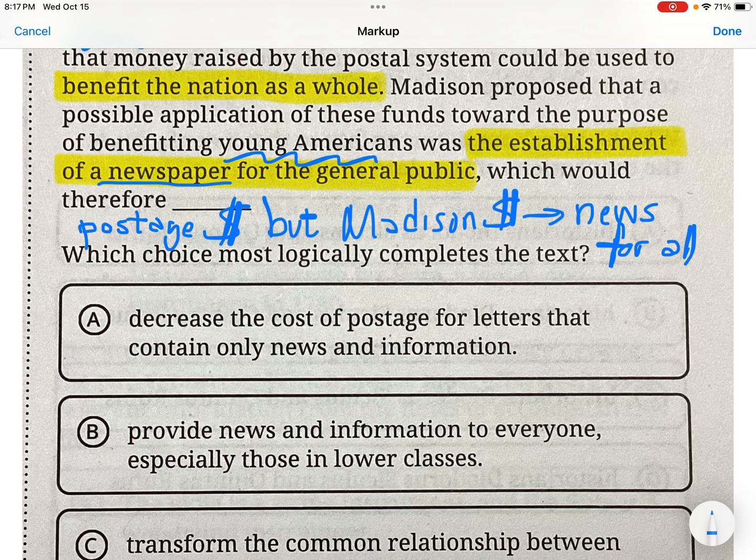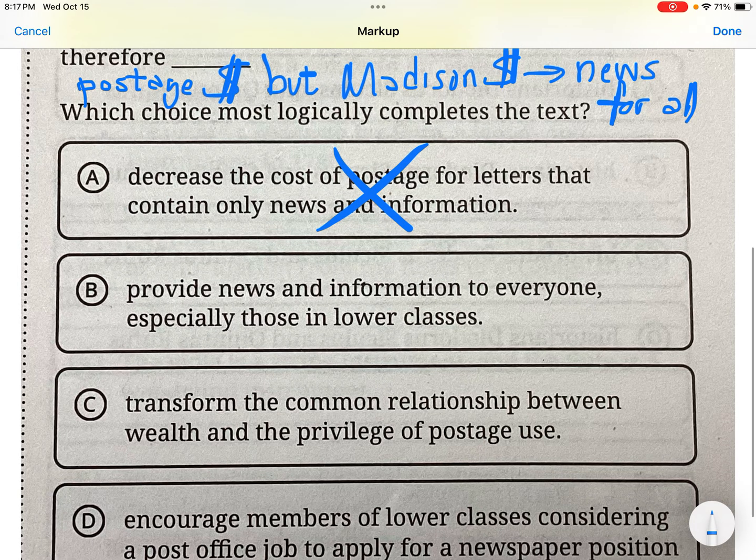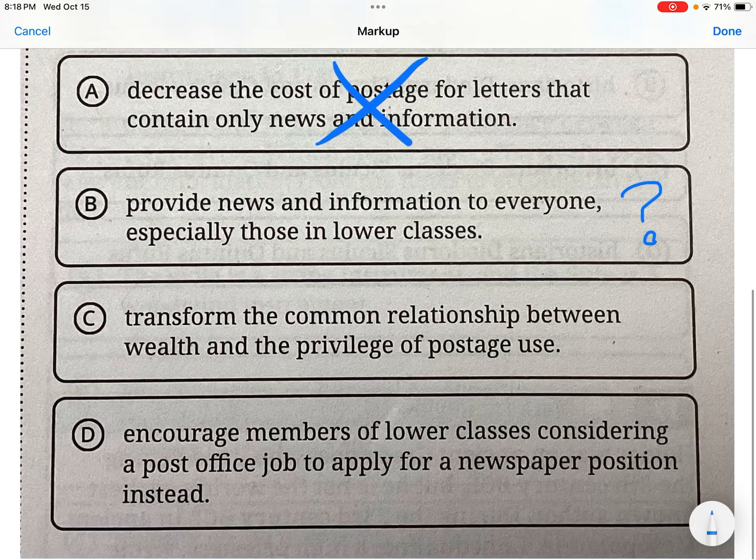Okay. All right. Let's see. The establishment of a newspaper for the general public, which would therefore decrease the cost of postage. No, it's not about decreasing the cost of postage. It didn't say anything about that. It only talked about establishing a newspaper. Providing news and information to everyone, especially those in lower classes. That one looks like a possibility. We're going to leave it open.